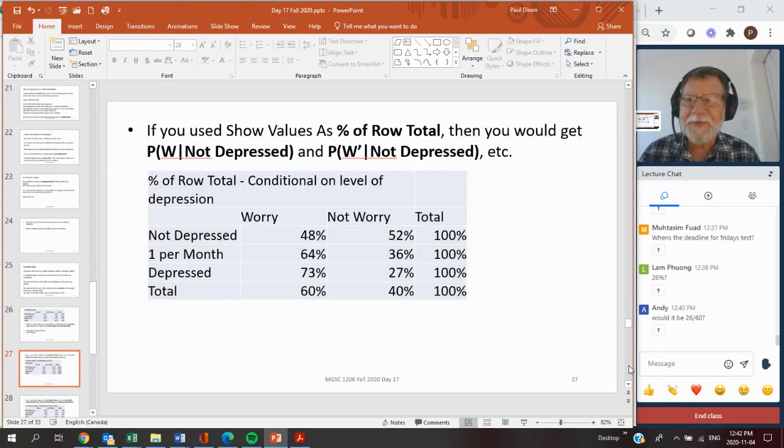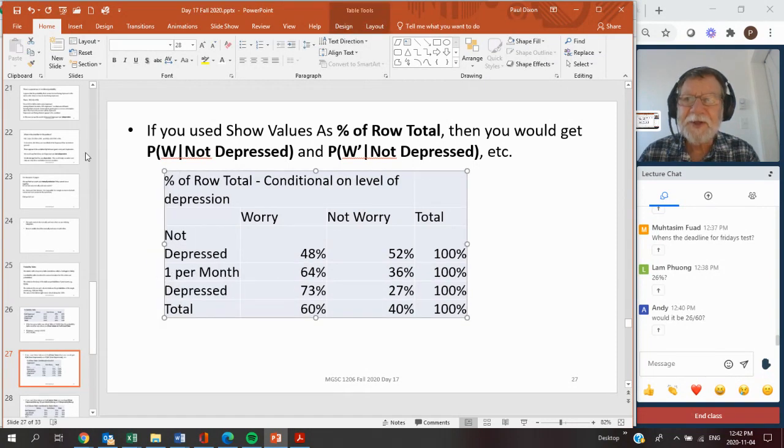I'm running out of time, so let me zip through the last couple of slides here. If you asked Excel to show percentage of row total, you've done that sort of thing. So you got 100% over here. What's that? This is a conditional probability. I'm looking at the probability that you worry given you're not depressed versus not worry given you're not depressed, or among those that are depressed. Look at this row here.